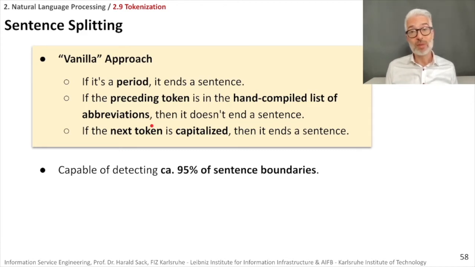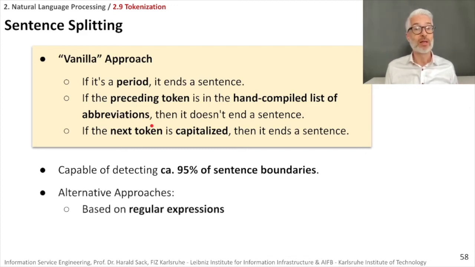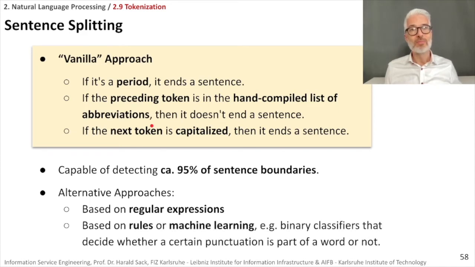So this is an approach that can be implemented via regular expressions plus some rules. Alternative approaches are also based on regular expressions to determine exactly what kind of punctuation should be recognized as such or not. And of course, you can also use machine learning to train a binary classifier that decides whether a certain punctuation is part of a word, like in Mr. or PhD, or if it's the end of a sentence. And usually with machine learning techniques, you are able to achieve an accuracy that is above 95%.